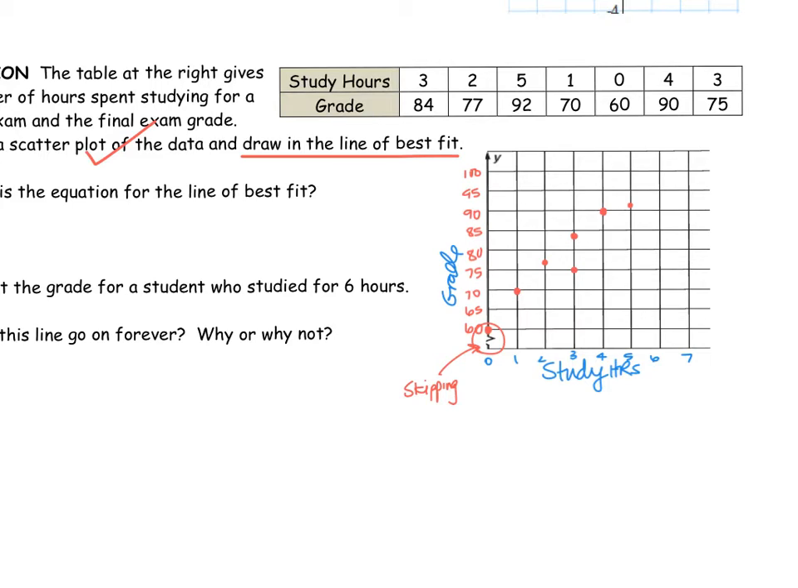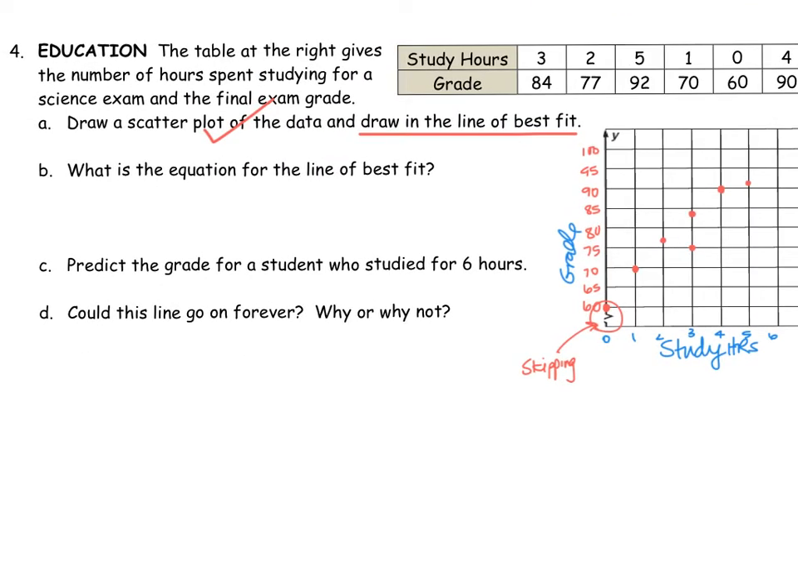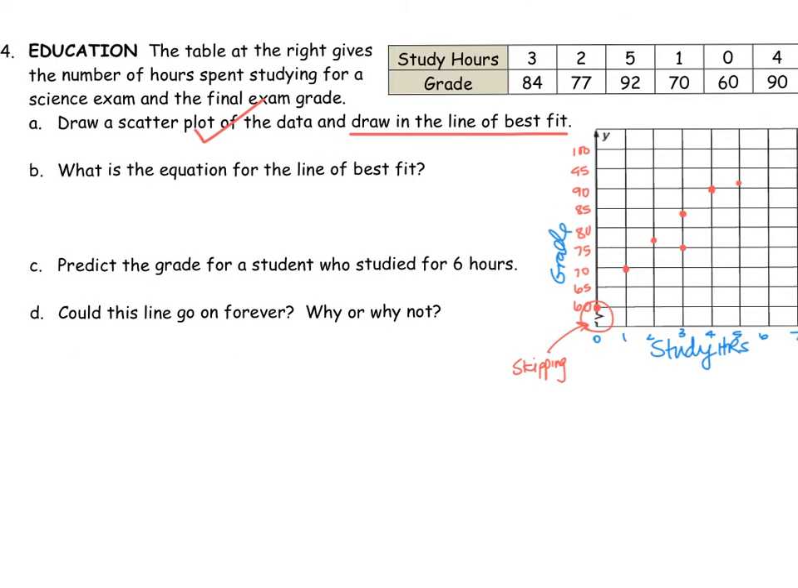And then we're going to talk about part C. If we're going to predict the grade for a student for 6 hours, that would be like us, so I'm going to bring back kind of some old notation, that would be like us doing f of 6 with the equation that we found in part B. So what I would like for you to do is go ahead and do f of 6 for the equation you have for part B. All right, and then part D here says, could the line go on forever? So I'm going to have you go ahead and answer that question, and this is where we're going to pick up in class tomorrow. We're going to go over this example together.